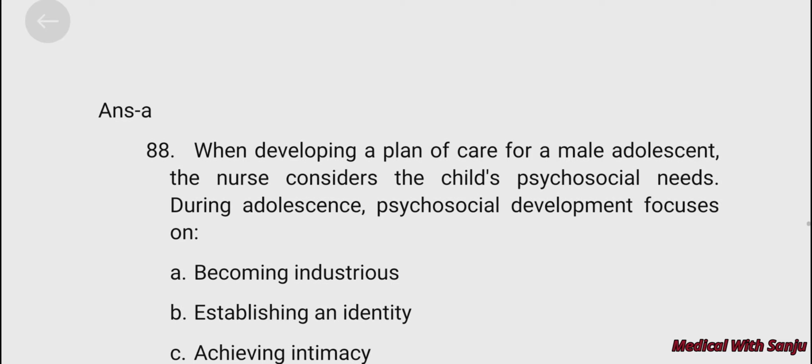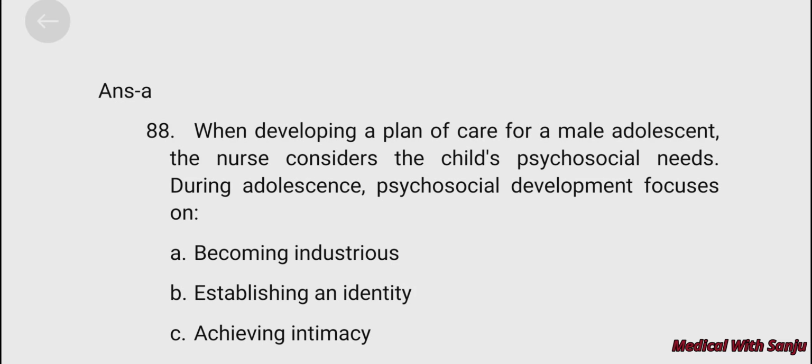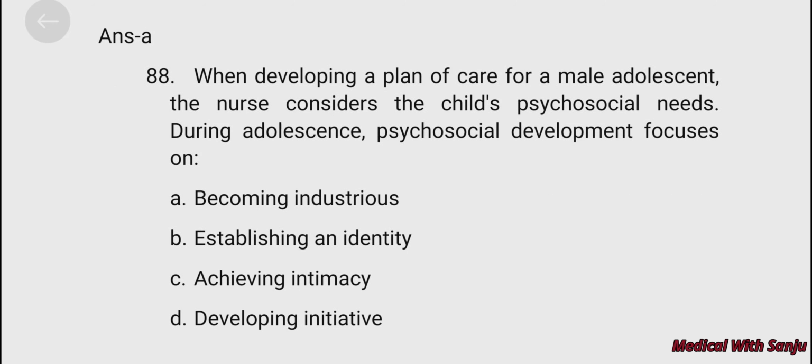Question number 88. When developing a plan of care for a male adolescent, the nurse considers the child's psychological needs. During adolescence, psychological development focuses on option A, becoming industrious. Option B, establishing an identity. Option C, achieving intimacy. And option D, developing initiative.